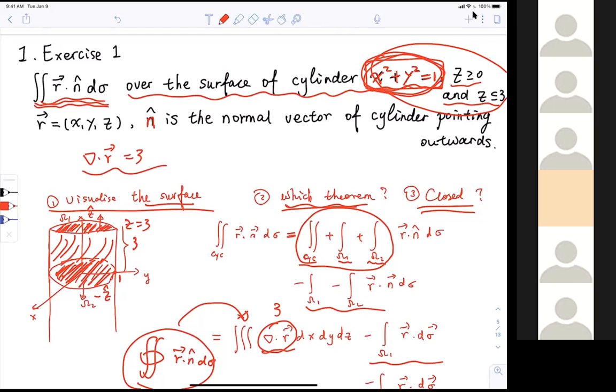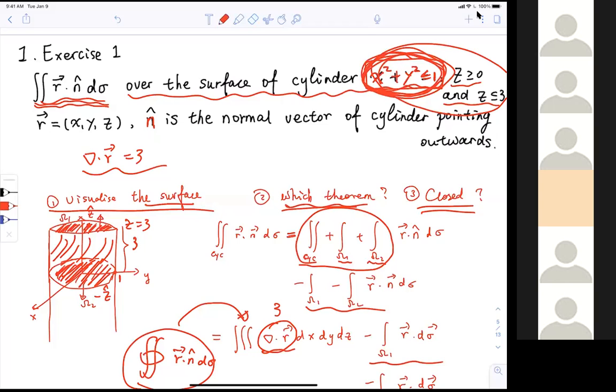So if it said less than or equal to 1, then, right. Okay, if we say this is less than or equal to 1, then it no longer stands for a surface. It's a cylinder including everything inside, it's a volume, it's not a surface anymore, right?